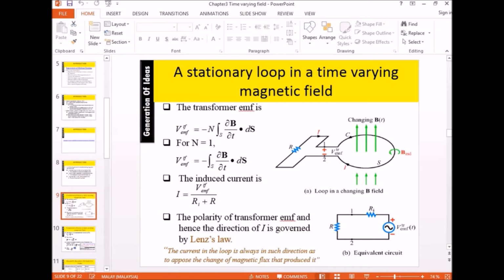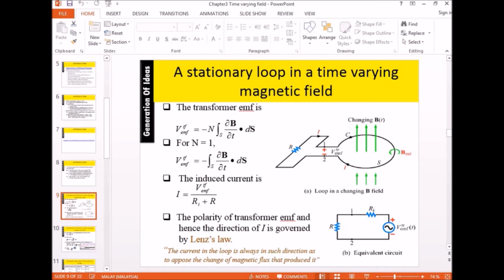Lenz's law says that the current in the loop is always in such a direction as to oppose the change of magnetic flux that produces it. Do you understand what it means? No? Okay, look at this figure. Can you see the green arrow? Yes. This is the direction of the magnetic field, right? So now the current must produce another magnetic field which opposes the direction of this green arrow. Now the green arrow is pointing out, so the current must produce another magnetic field that is pointing downward.